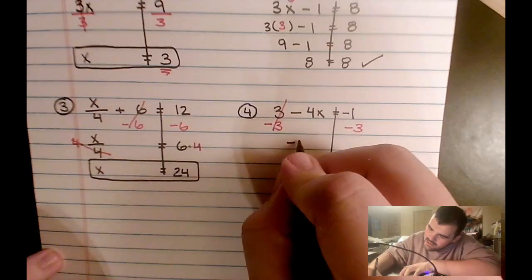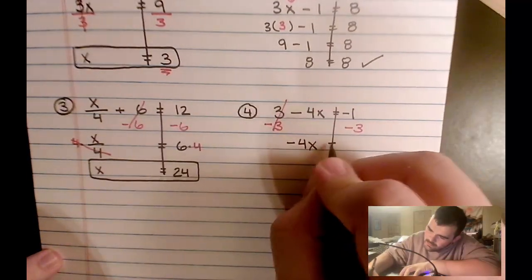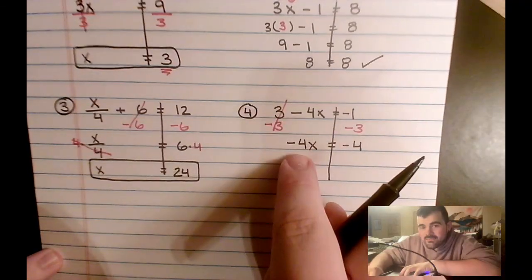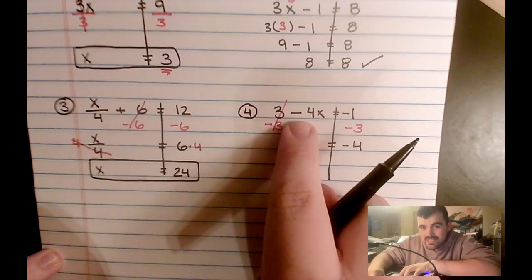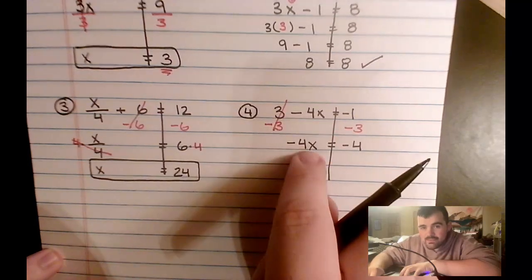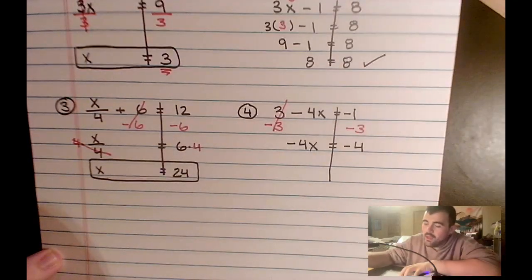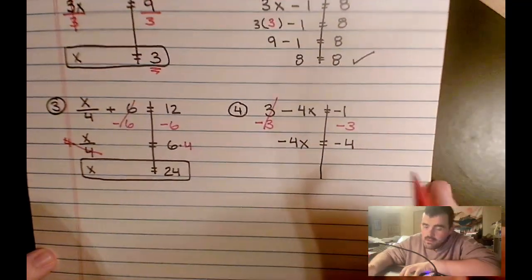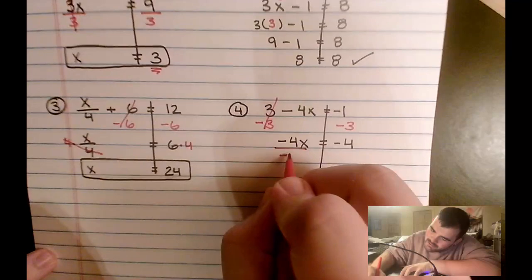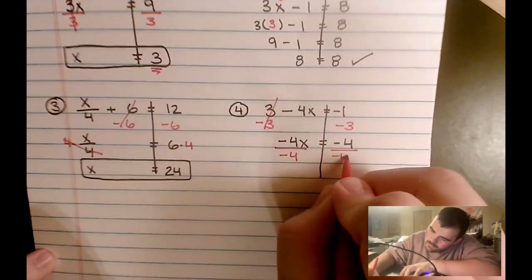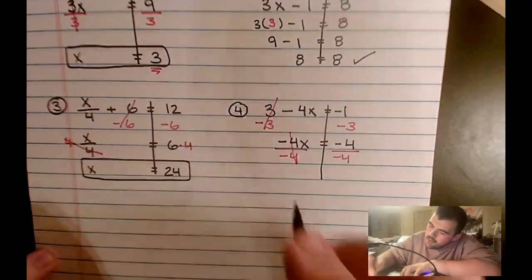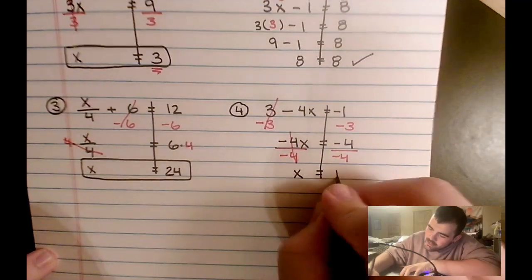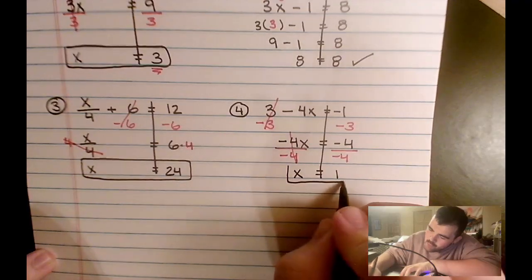That's going to give me -4x equals -4. Don't forget that minus sign that was in front of the 4x stays there. That was a -4 coefficient on x, so it stays with the x. Okay? So subtracting 3 from both sides, -1 minus 3 is -4. Then divide both sides by -4. A negative divided by a negative is a positive, and -4 divided by itself is 1. The answer is x equals 1.